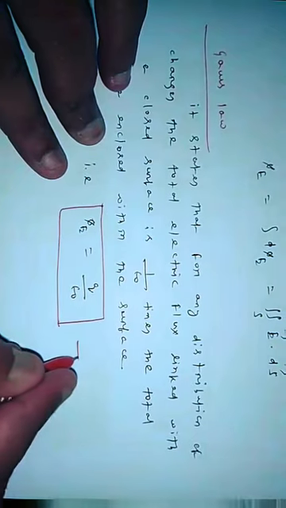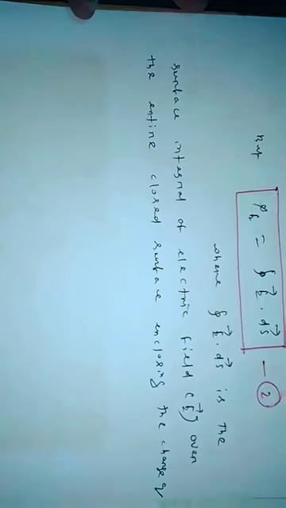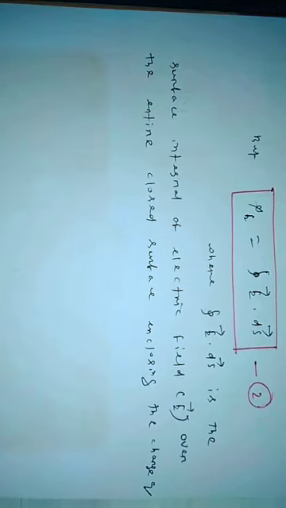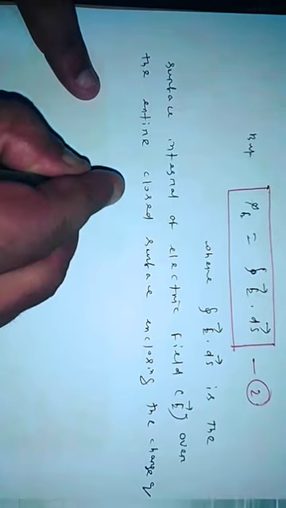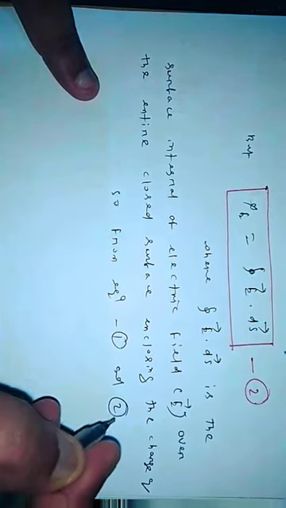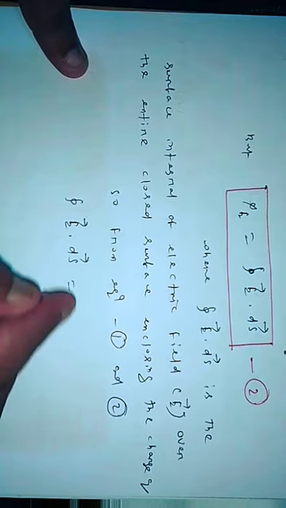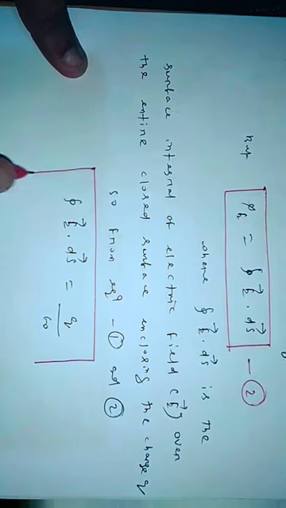So this we call equation 1, and this is equation 2. So from equation 1 and 2, we get the integration of E dot ds equal to q by epsilon 0. Okay, so this is your Gauss law.